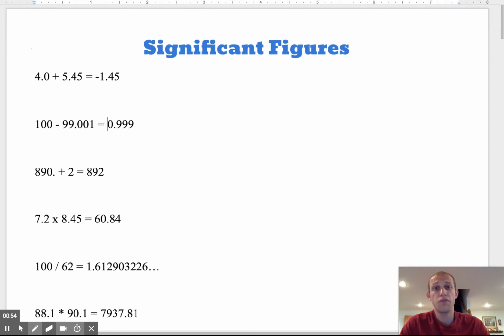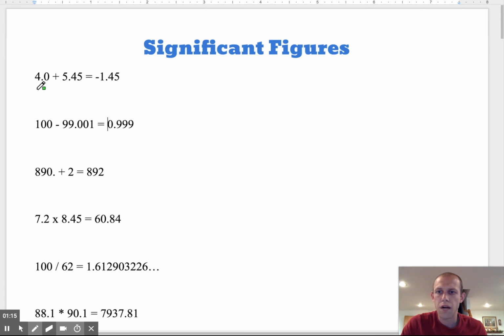So there are two different rules you need to know about: rules for addition and subtraction problems and rules for multiplication and division problems. So first off, addition and subtraction. For those types of problems, we go to the least precise placeholder.